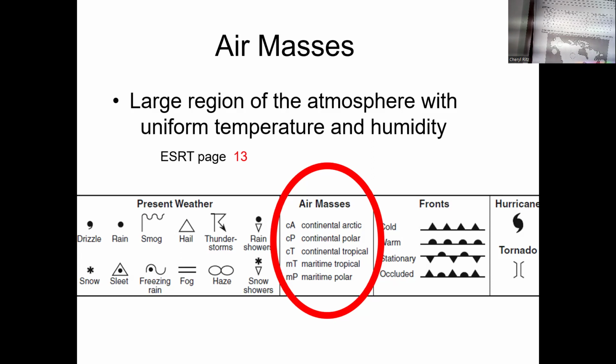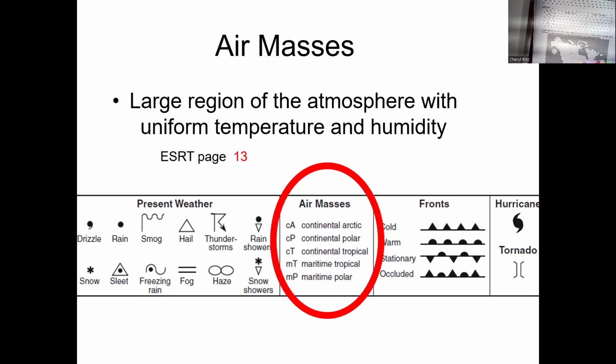We have cA, cP, cT, mT, and mP. And they each stand for something. The c always stands for continental. The m always stands for maritime. An A stands for Arctic, P stands for polar, and T stands for tropical. So you guys can go right ahead and start filling in that chart.